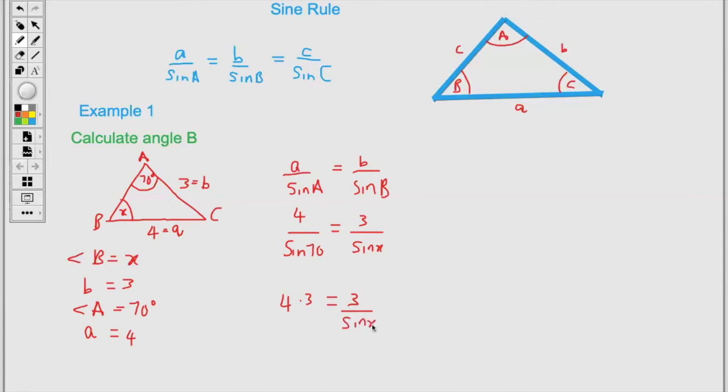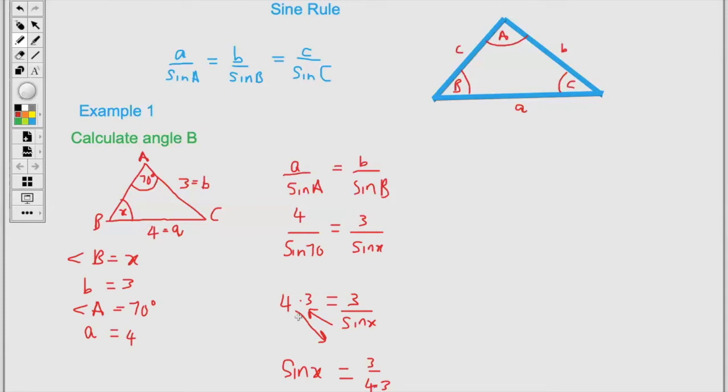Now the aim is to get x as the subject, so what we could do is carry the sine x over the equal sign and then carry the 4.3 to the other side where you have the 3 in the numerator. So what we'll have is sine x, carried up to the left hand side, is equal to 3 over 4.3. That's what we'll have.